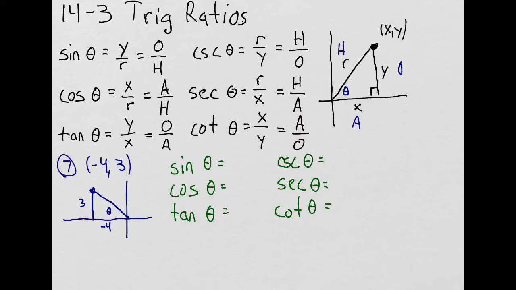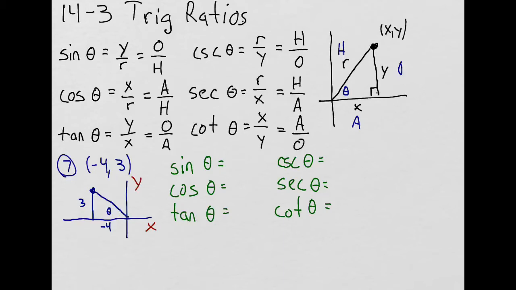Okay, so let's find some trig ratios. Let's take a look at number 7 from the homework. In number 7, they give you a point. The point they give you is (-4, 3), and I graphed it right down below here. So remember your axes: you have an x-axis right here and a y-axis right there.